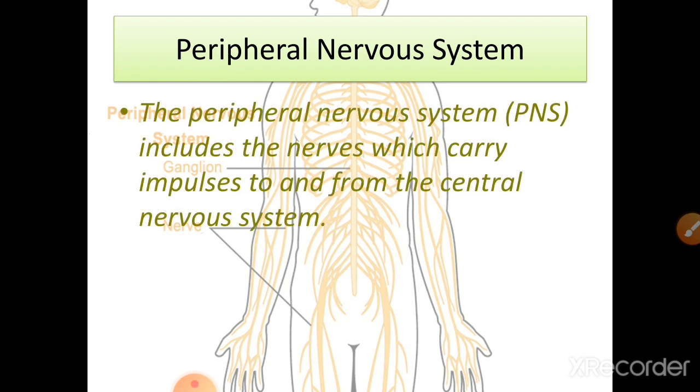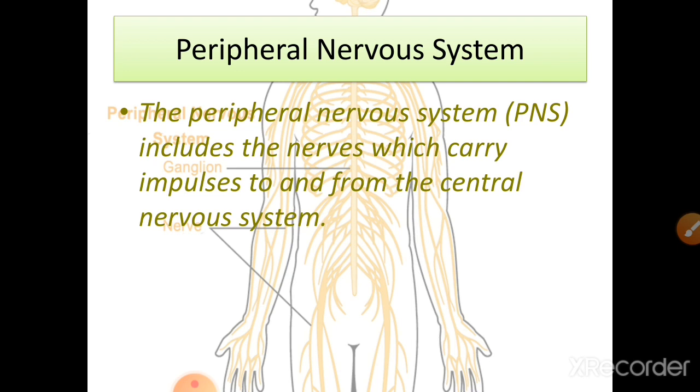includes the nerves which carry impulses to and from the central nervous system. So you all know what the central nervous system is. We have done it in the previous class. The central nervous system consists of the brain and spinal cord. So the peripheral nervous system is the part of the nervous system which carries impulses to and from the central nervous system. This means that it takes information to and from the brain and spinal cord.